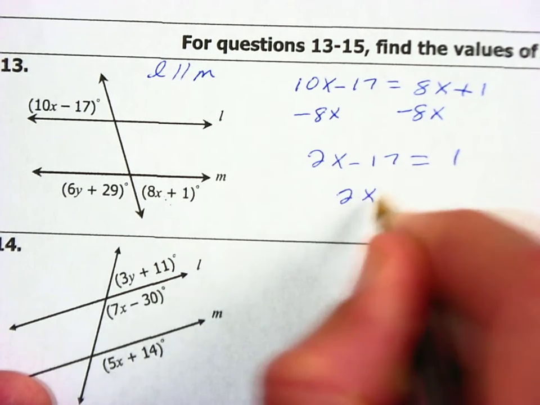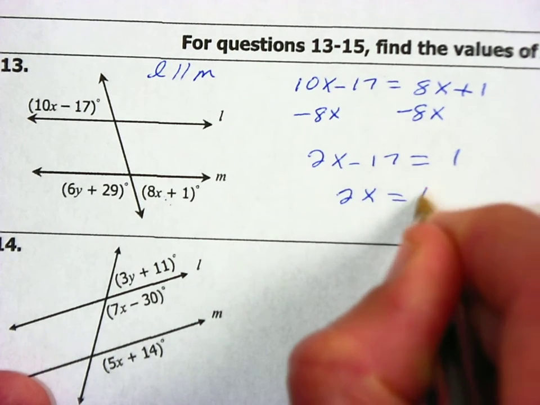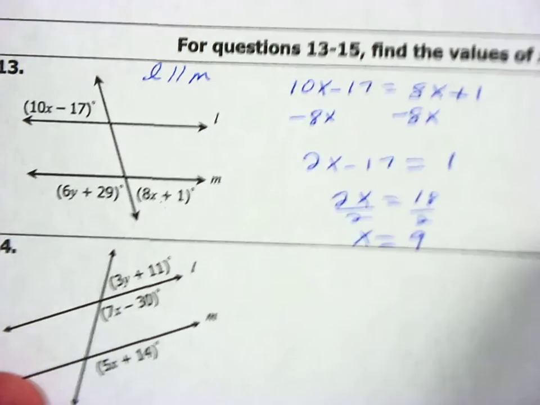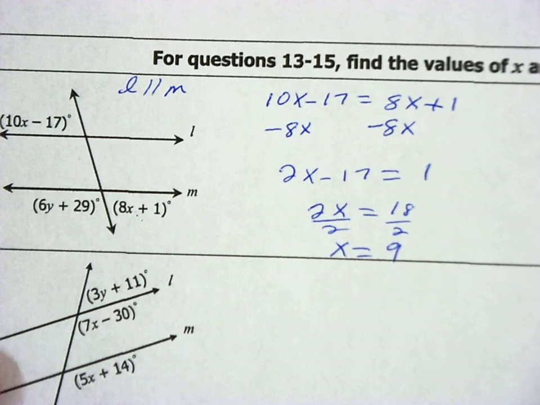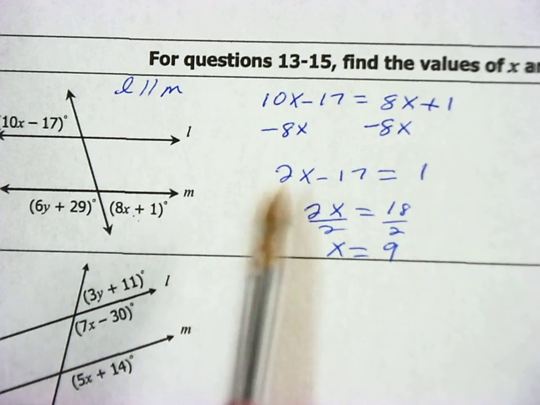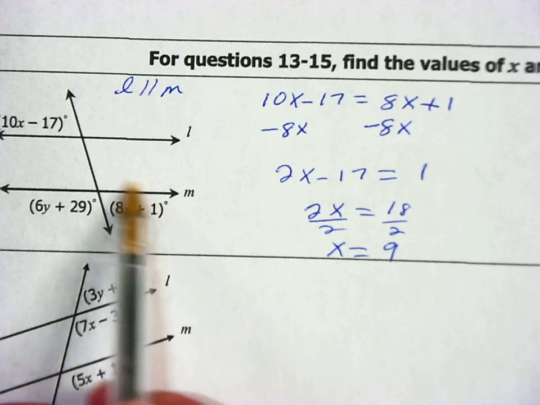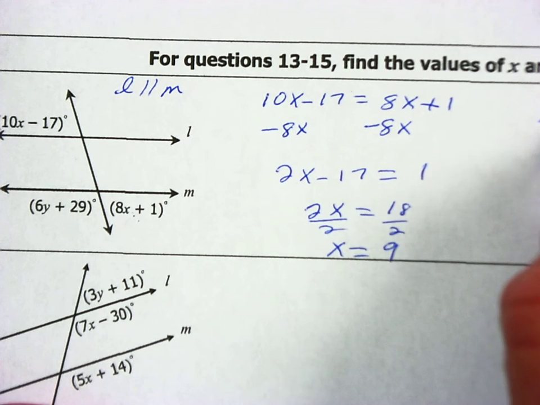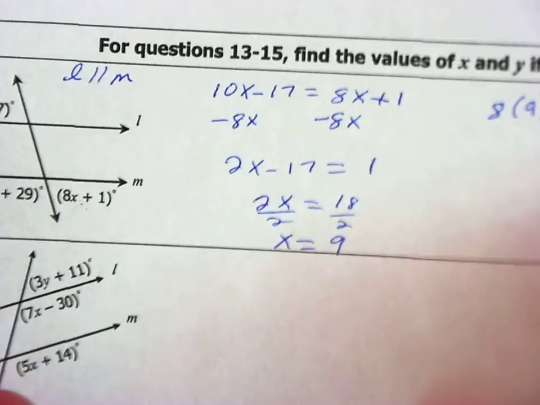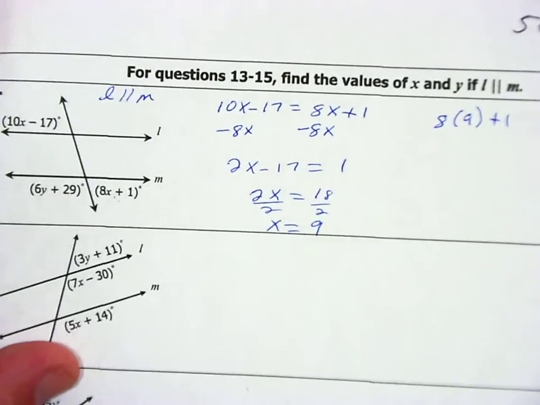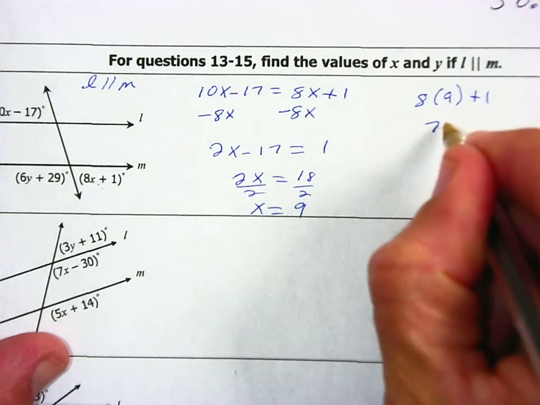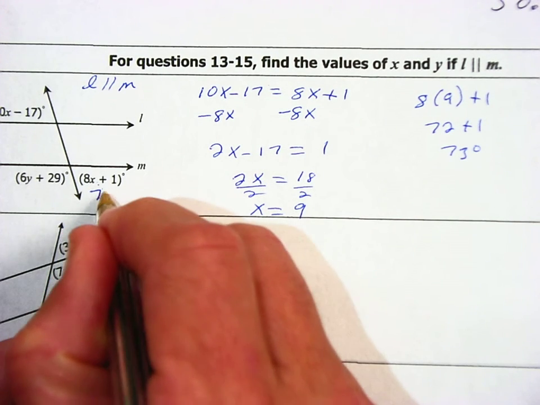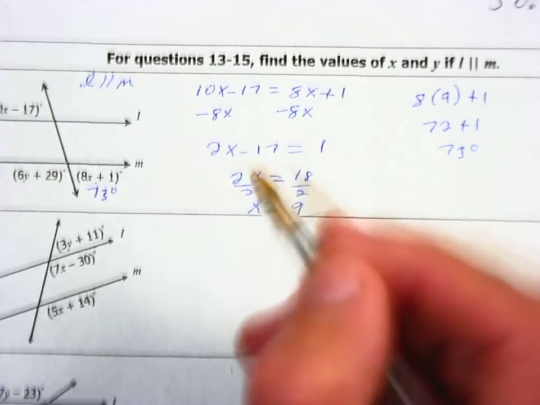All right, 2x equals 18 after adding 17 to both sides, divide by 2, x is 9. Woohoo! All right, x is 9. So I'm going to take this expression right here and go 8 times 9 plus 1, which is 72 plus 1, which is 73 degrees. This angle here is 73 degrees.